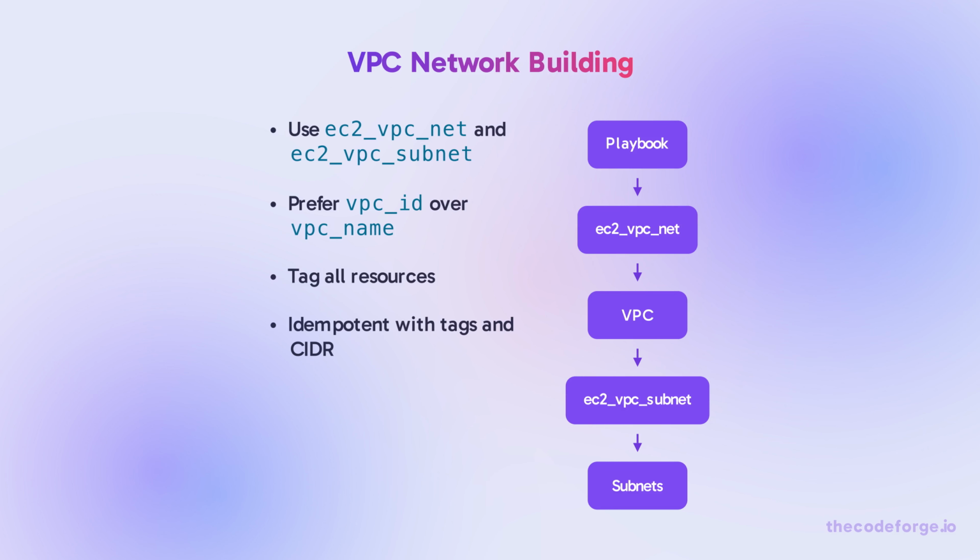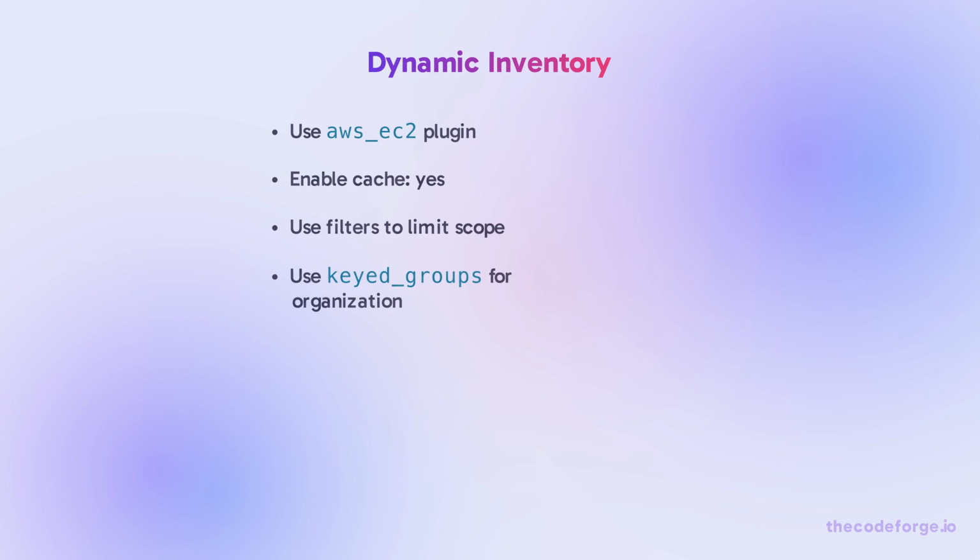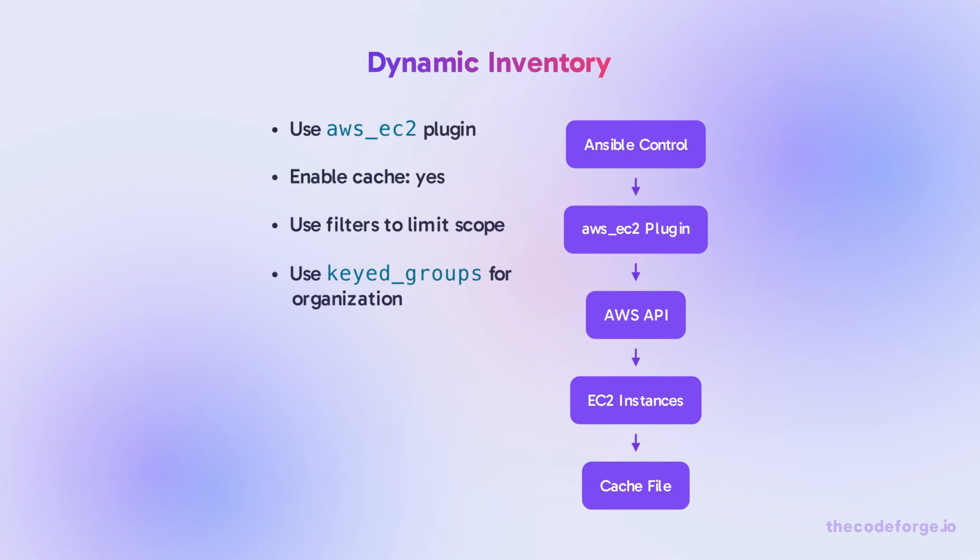The virtual private cloud modules allow you to define network infrastructure as code. Use EC2 VPC Net to create a virtual private cloud and EC2 VPC subnet to create subnets. Always use VPC ID to avoid ambiguity and tag resources for idempotent identification. This creates a virtual private cloud and a public subnet. The VPC ID is captured from the virtual private cloud creation task and used for the subnet. Tags ensure idempotency.